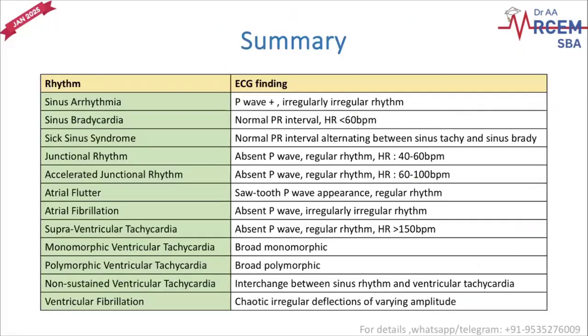So this is the summary of everything that we have learned so far. For example, sinus arrhythmia. P wave is present, yes. Rhythm is irregular.